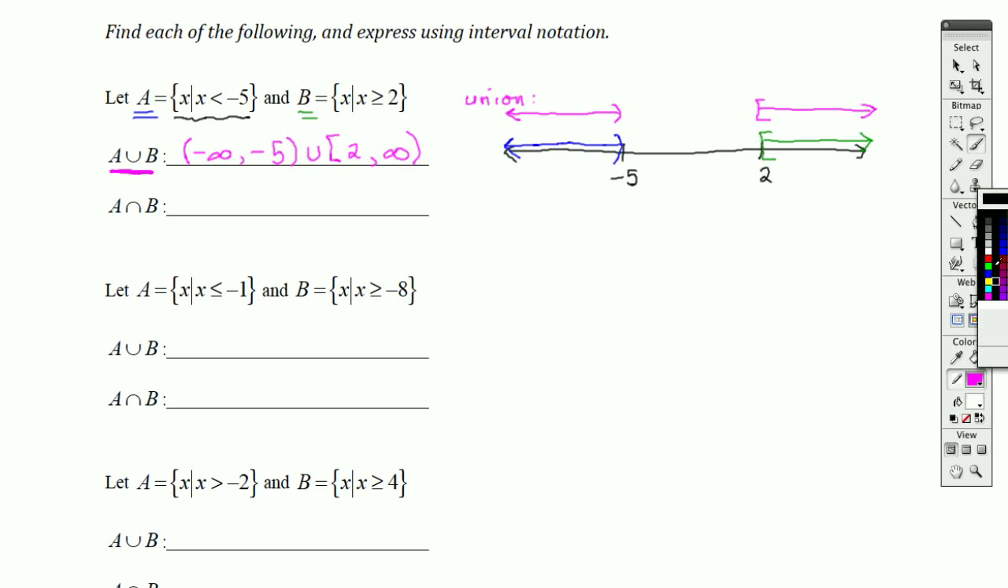The intersection of these two is the overlap, because it's the elements that are common to both sets. So that's where the two graphs overlap. And since we can see that these two sets don't overlap at all, they're completely disjoint, the intersection is the empty set.